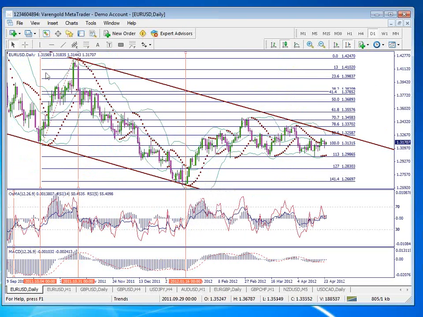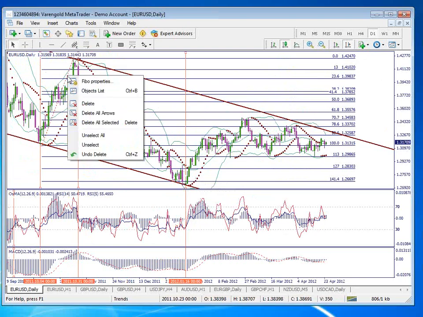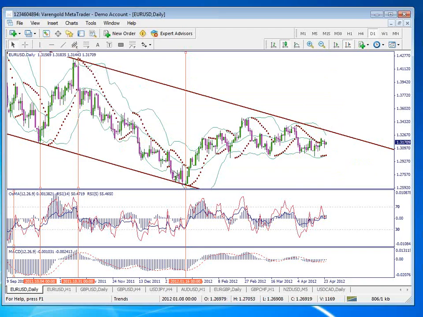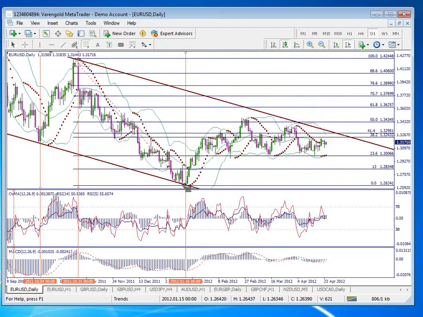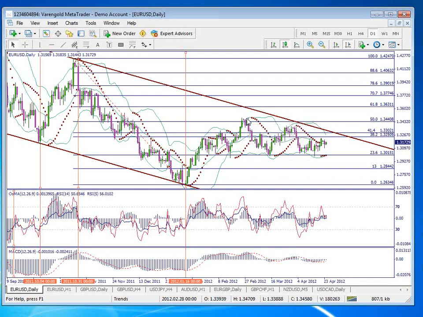Okay, after that period, we have wave number 3. We put again the Fibonacci here. And we can see that the pair reach 50 level on that retrace, but have no power to go to the superior trend line of the channel and start to make a swing between 50 and 23.